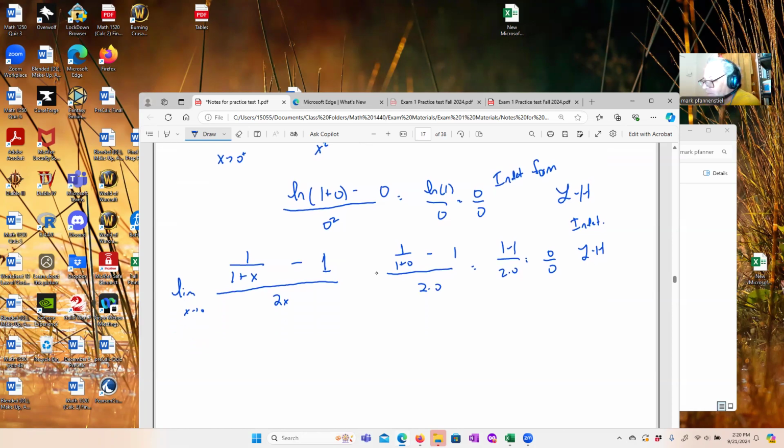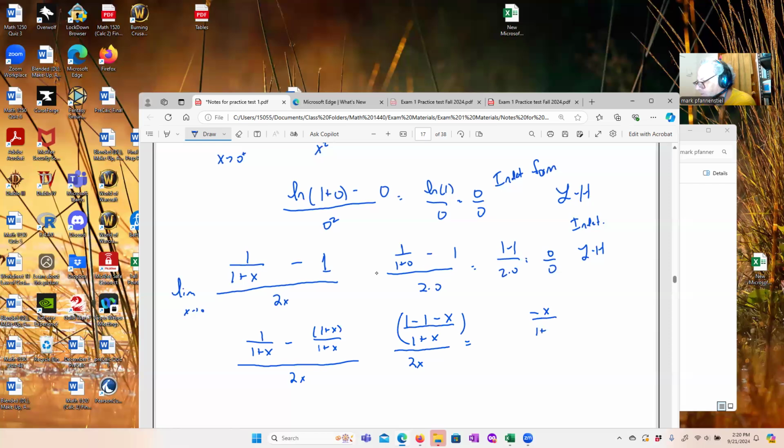Okay, let's go back and look at what's going on. We have 1 over 1 plus x minus, I'm going to do it this way, 1 plus x over 1 plus x. That's a fancy way to write 1. Divided by 2x. I just wanted to get the fractions together on the top so I didn't deal with a lot of extra stuff. So what do we have here? We have 1 minus 1 minus x all over 1 plus x, all over 2x. Let's clean this up a little bit. We're just going to get a negative x over 1 plus x, over 2x.